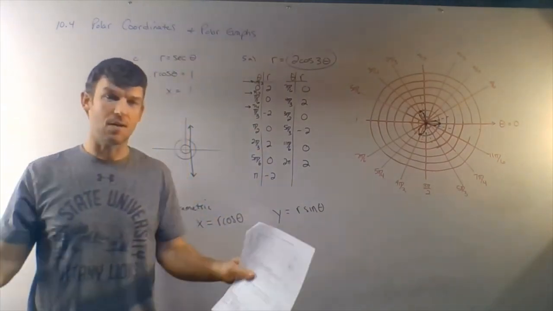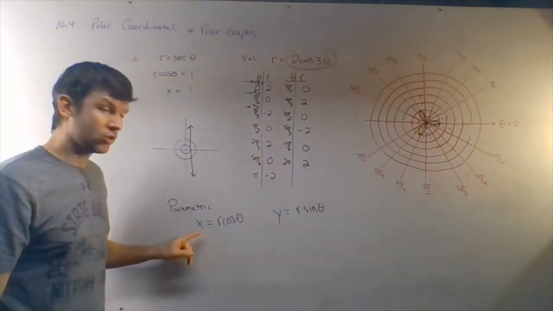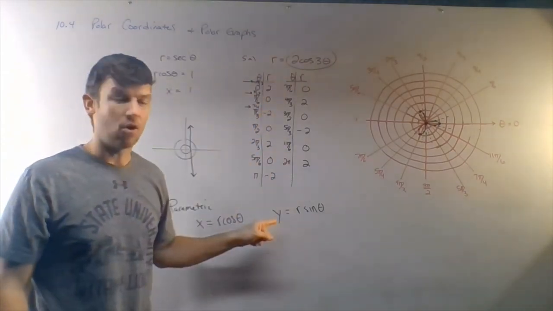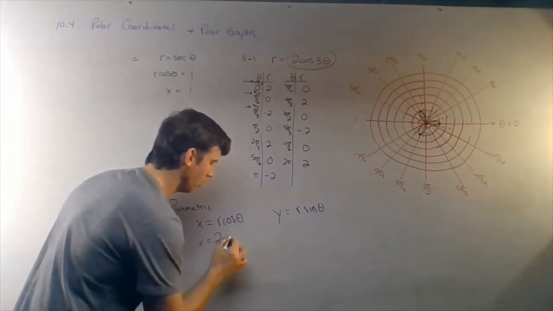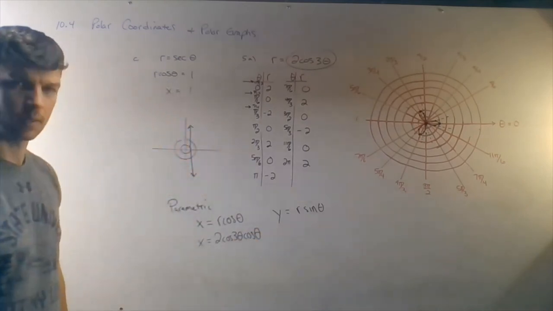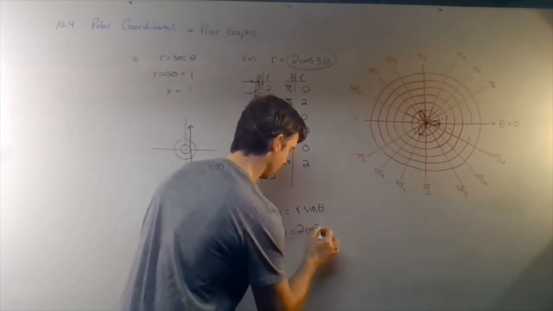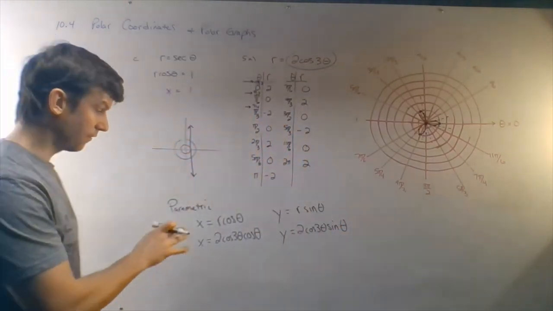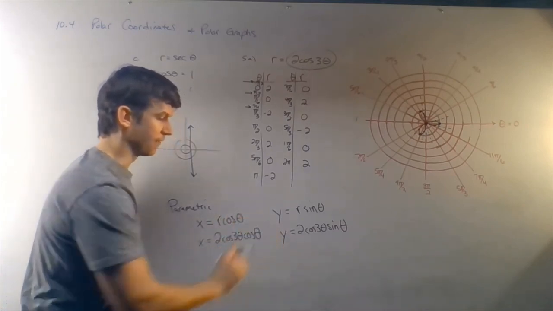Every single time I want to change a polar equation to parametric, I'm starting with x equals r cosine theta, y equals r sine theta, and then replacing the r. So I actually get x equals 2 cosine of 3 theta times cosine of theta. The y value, I get y equals 2 cosine of 3 theta times sine of theta. So now I can find the horizontal location if I know theta, and the vertical location if I know theta.